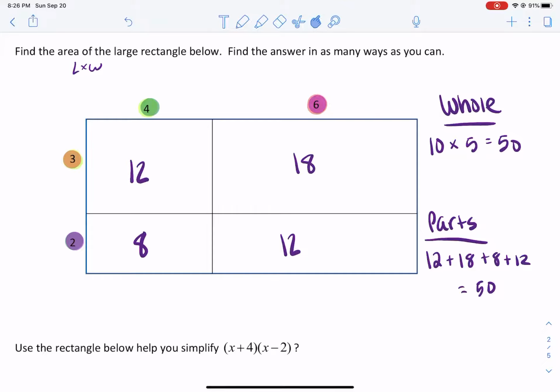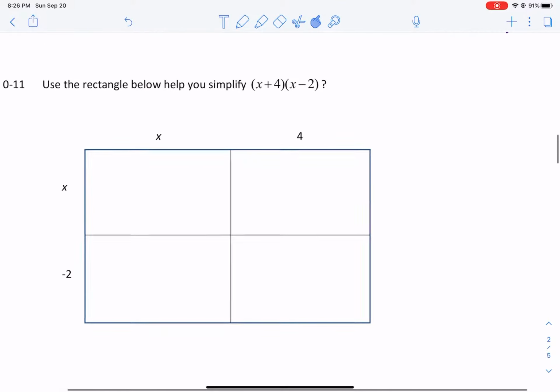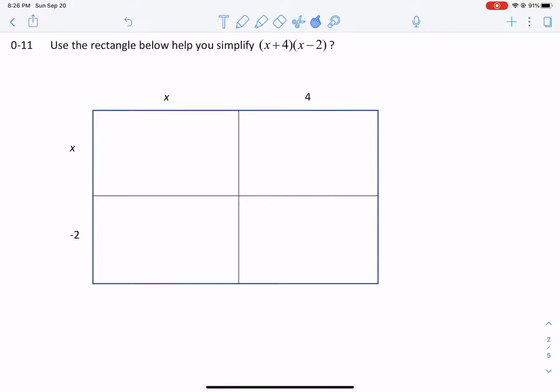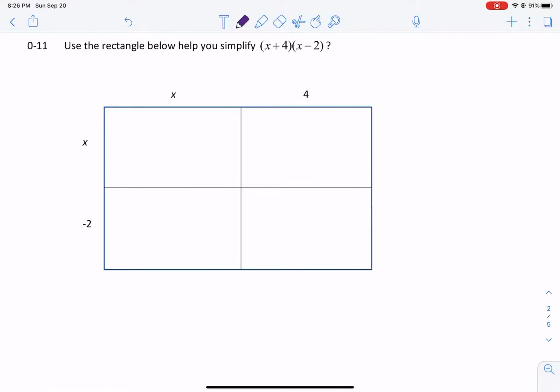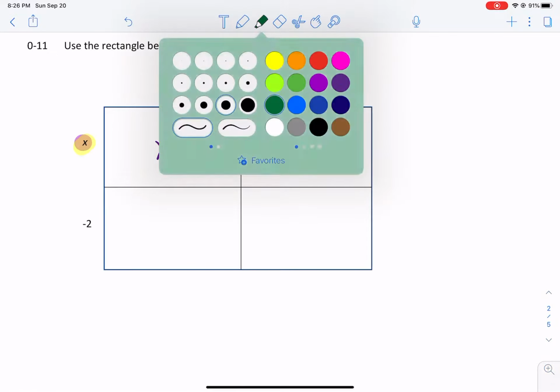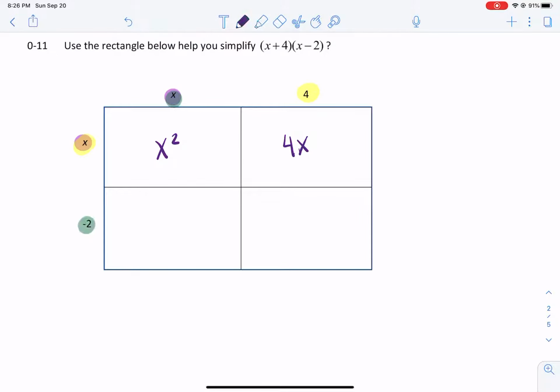All right, so next part here, it says use the rectangle below to help you simplify. So this one's a little bit different, but also similar to the example we just did. So let's look at it like this. I'm going to take x times x, which gives me x squared for this box. Then I'll take 4 times x, which gives me 4x. Then I'll take x times negative 2, which is negative 2x. And then I'll take 4 and negative 2, which gives me negative 8.